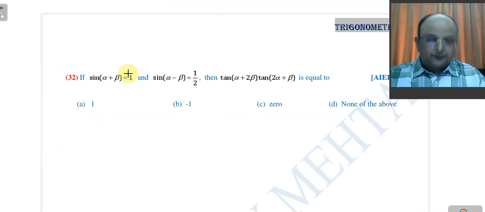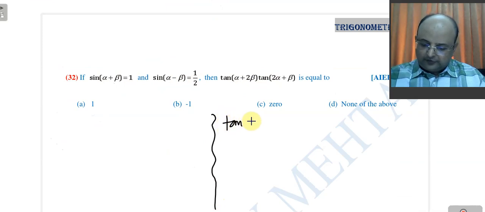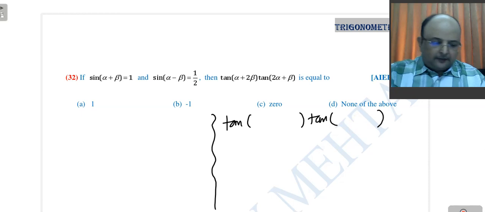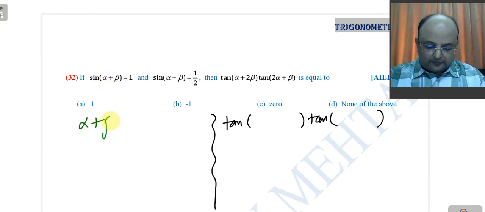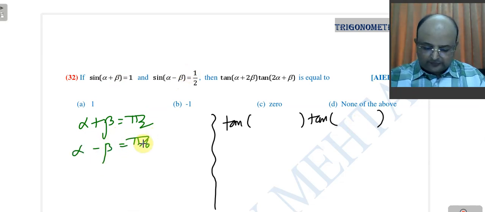So that was 31. We go for 32. Sin (alpha plus beta) is 1. Sin (alpha minus beta) is half. You need to find out tan (alpha plus 2 beta), tan (2 alpha plus beta). Better I go for this. Alpha plus beta is definitely pi by 2. Hope you understand. Alpha minus beta is pi by 6 for convenience. It can be 5 pi by 6. Okay, but I go for it.